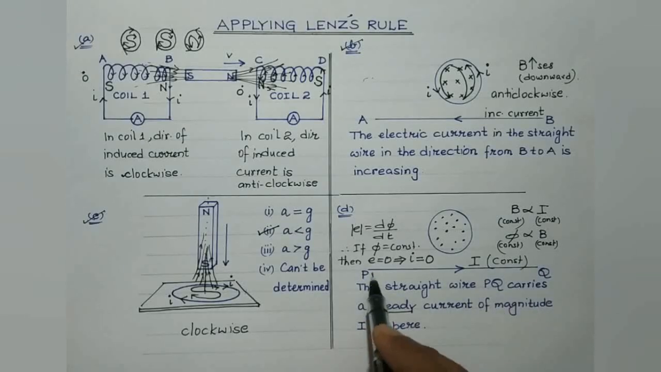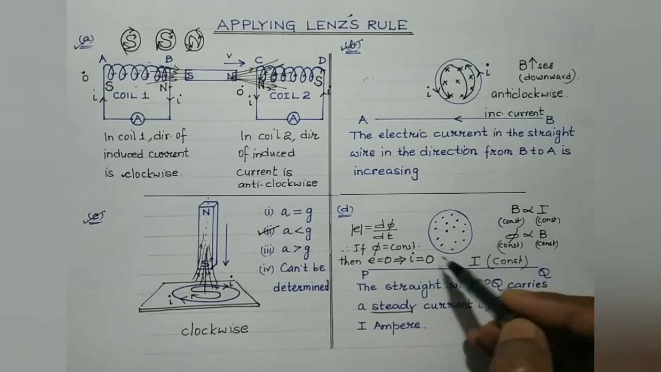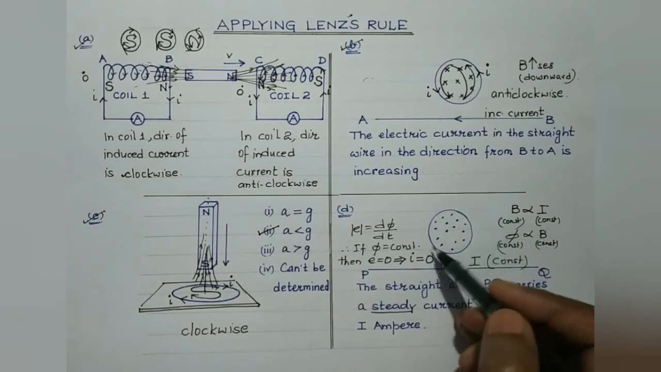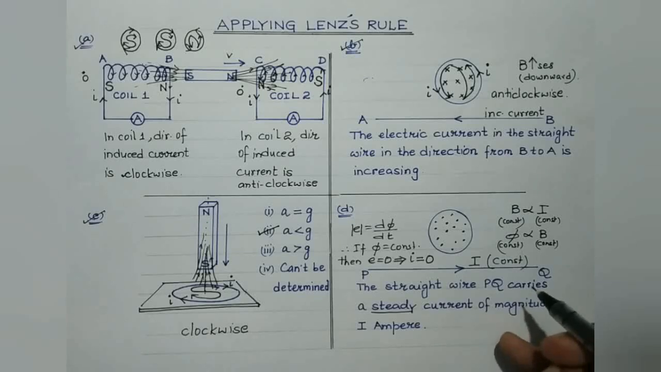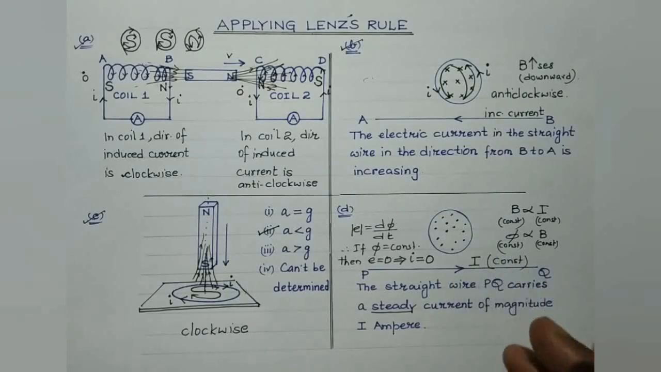So, in case a steady current is made to flow through the straight conductor, then in this circular loop, no induced EMF or current will get produced, right? Because here the magnetic flux linked with this loop will not change.